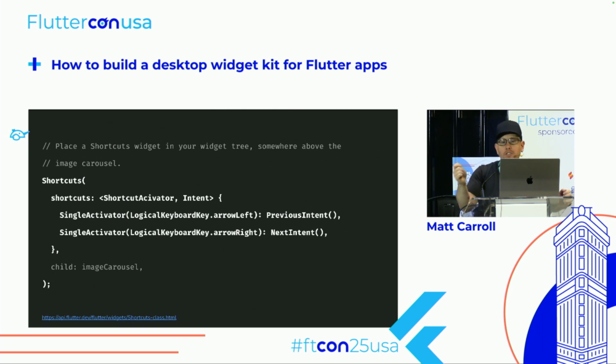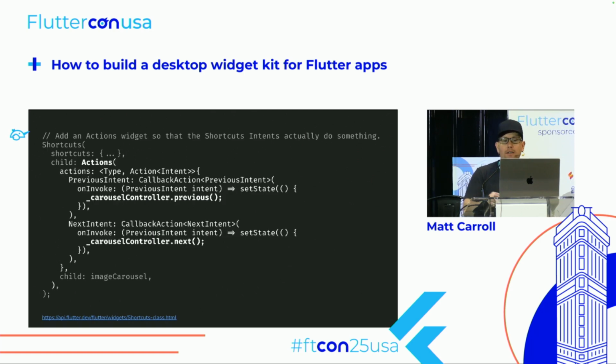Now, once you've defined that mapping, those intents are fired, but fired to what? What acts on those intents? And that brings us to step 2 in this process, actions. This is another widget. And somewhat oddly, this widget goes below your shortcuts widget, not above it. I know we're used to creating ancestor widgets when we want one widget to talk to another. This has the inverted relationship. Shortcuts goes somewhere higher than actions.